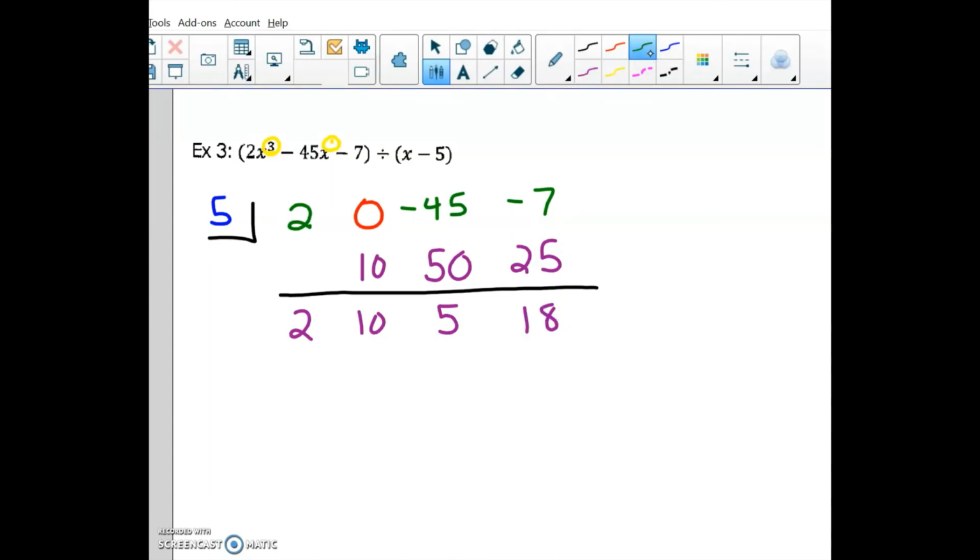Therefore, we write the depressed polynomial. We drop the degree by 1. 2x squared plus 10x plus 5. And add the remainder, 18, over x minus 5.